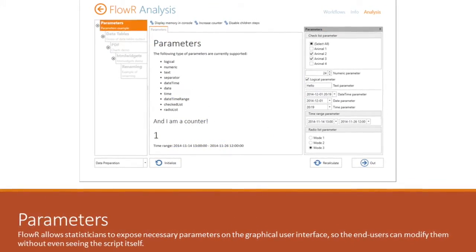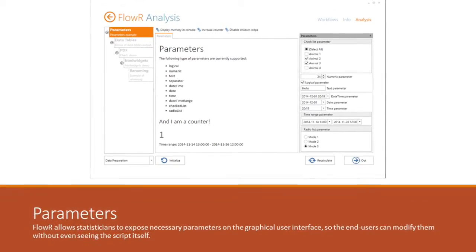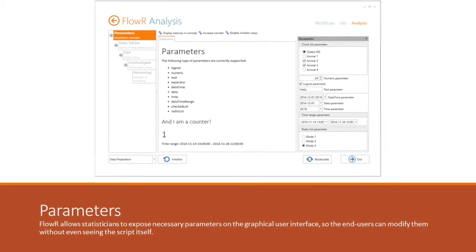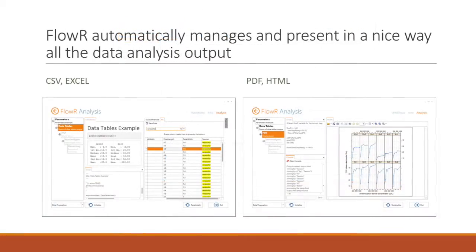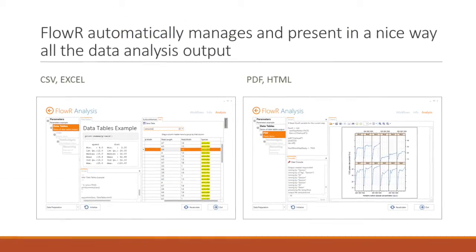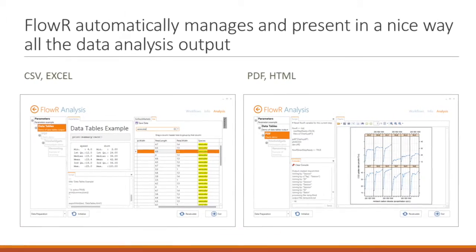The tool also allows statisticians to expose necessary parameters on the graphical user interface, so that end users can modify them without even seeing the script itself. In a way, it strongly resembles the well-known Shiny software solution, but FlowR is a completely desktop-oriented application.